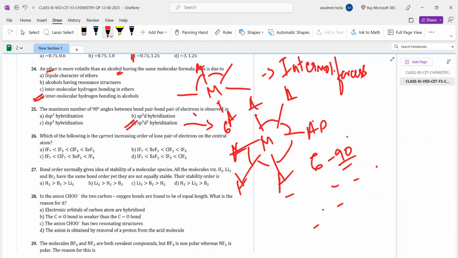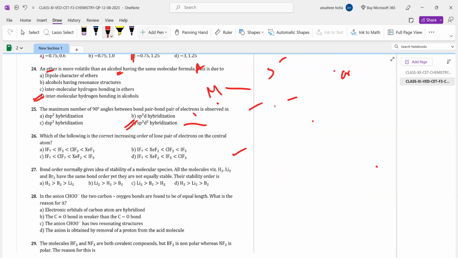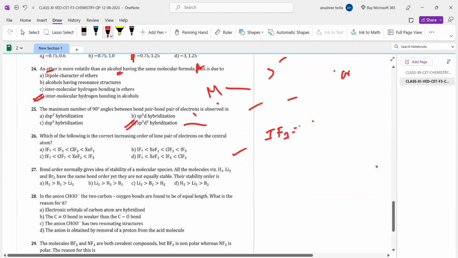Yes. 26th question. Which of the following is the correct increasing order of lone pairs of electrons on the central atom? You have to apply this formula and try writing the structure. IF7: it is 7 valence electrons plus 7 bond pairs, single bonds, monovalent atoms. So it is 14 by 2, that means 7. So 7 means it will have this structure.